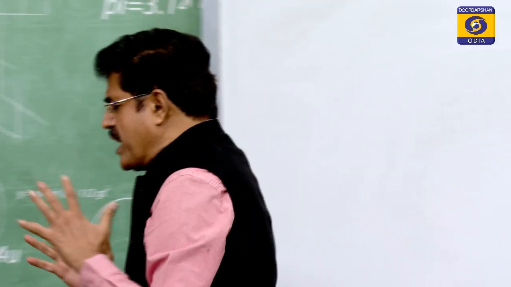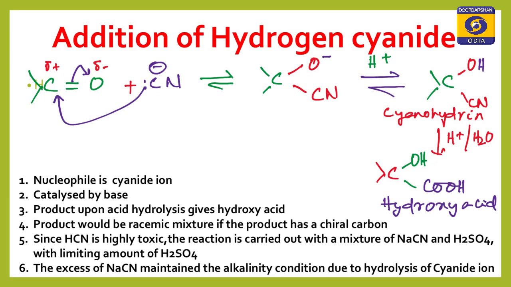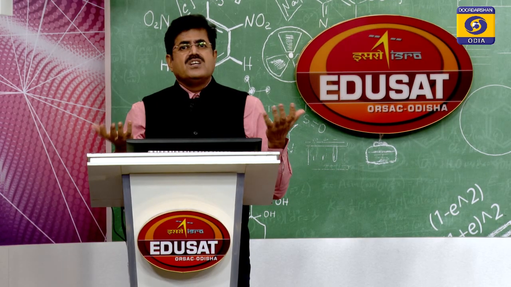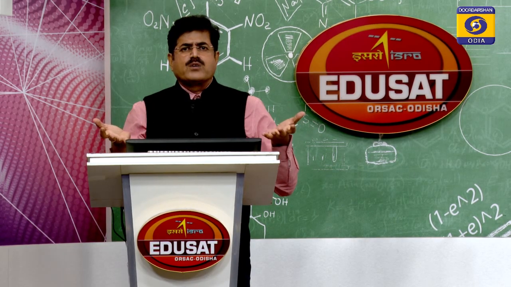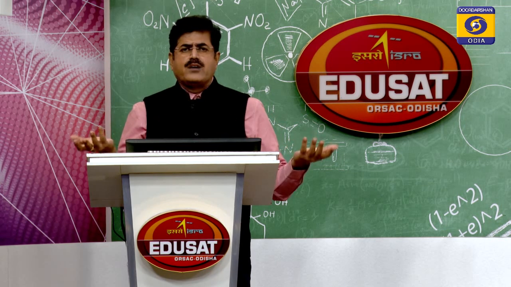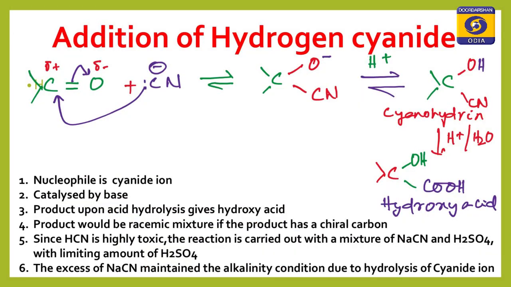Next point, in the nucleophilic addition of hydrogen cyanide, since HCN is highly toxic, it is too dangerous to work with HCN directly. Hence, the HCN is generated using a mixture of sodium cyanide and H2SO4. The amount of H2SO4 must be lesser compared to the amount of NaCN, so that CN minus is left. It is given in the last point.